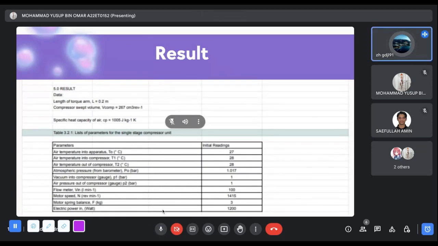So moving to the result part. We recorded the data: the length of the torque arm, which is 0.2 meter, the compressor constant, which is 2.257, and the specific heat capacity of air. Table 3.2.1 lists all the parameters for the single stage compressor unit.